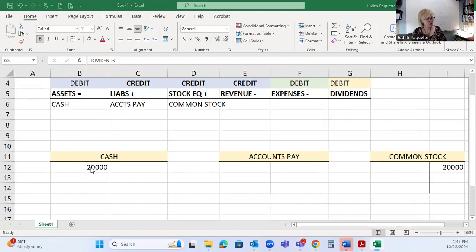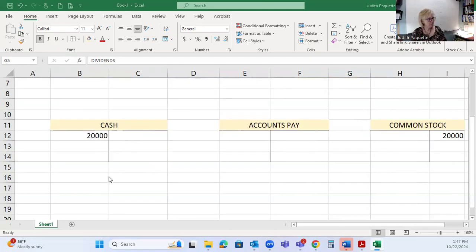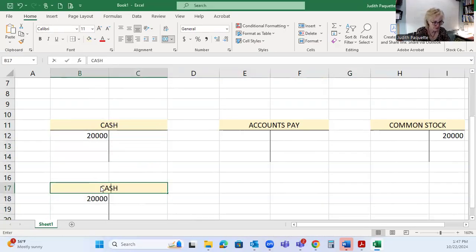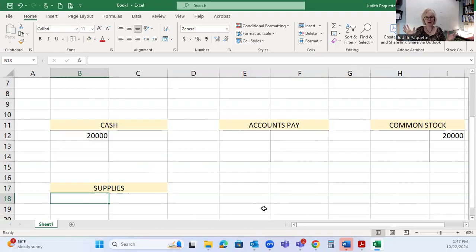All right. So now let's say the company bought $900 of supplies on credit. Now there's that word credit again, which is confusing, but it means you buy now and you pay in 30 days. So we would put $900 on the credit side of accounts payable and then 900 on the debit side of supplies. You're absolutely correct.